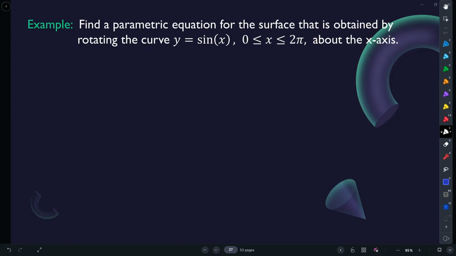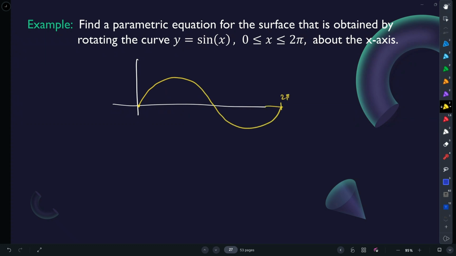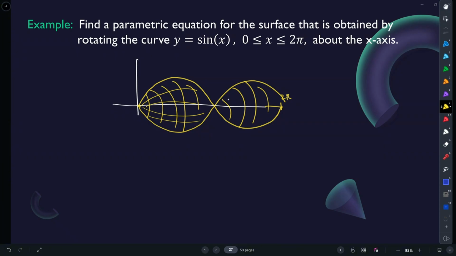And so let's try to find the parametric equation for the surface that happens when I do this. So what do I get for x between 0 and 2 pi? The object is going to follow the graph of sine of x. Sine of x starts at the origin, so it goes like this in a full loop up to 2 pi, and then rotate it, and what I'm going to get is an object like this, like two footballs back to back, or two coconuts somehow.